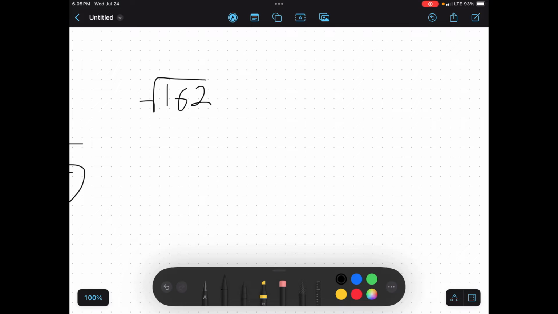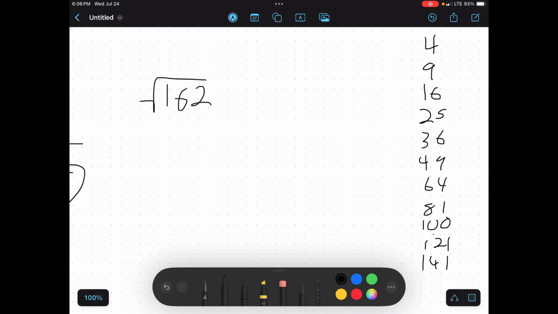I'm not going to. We have 4, 9, 16, 25, 36, 49, 64, 81, 100, 121, and 144. You can go further if you like, but this is 2 squared, 3 squared, 4 squared, and so on all the way up to 12 squared.